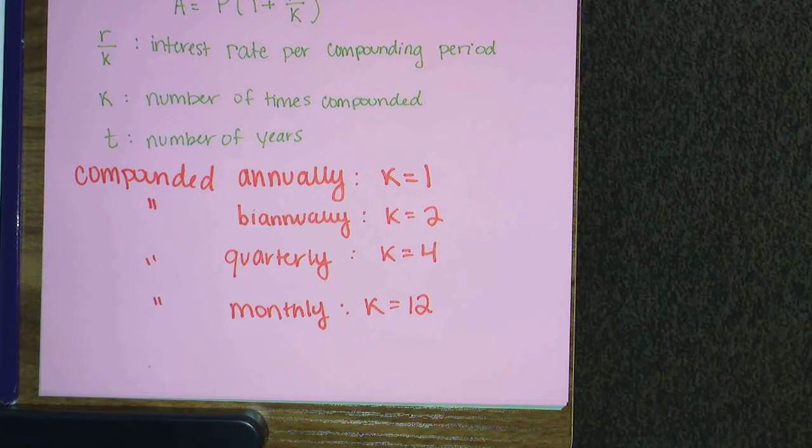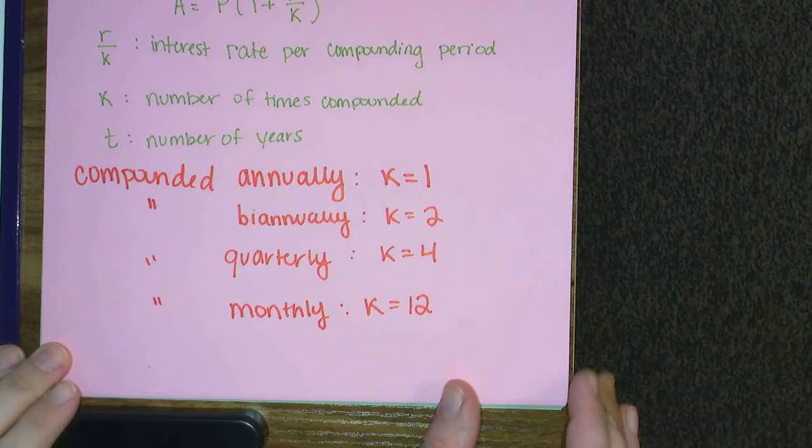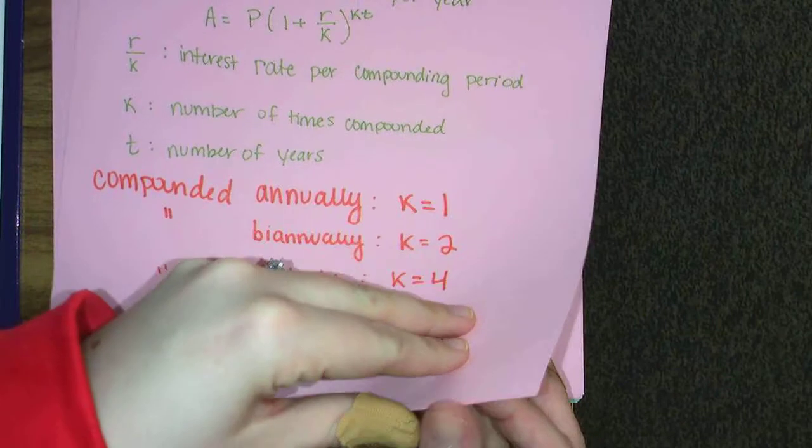Alright, anybody still need these? Okay, cool. Alright, so make sure you have those formulas handy. You'll need them. Alright, so the first one says to find the amount A accumulated after investing a principal P for T years at an interest rate R compounded annually.